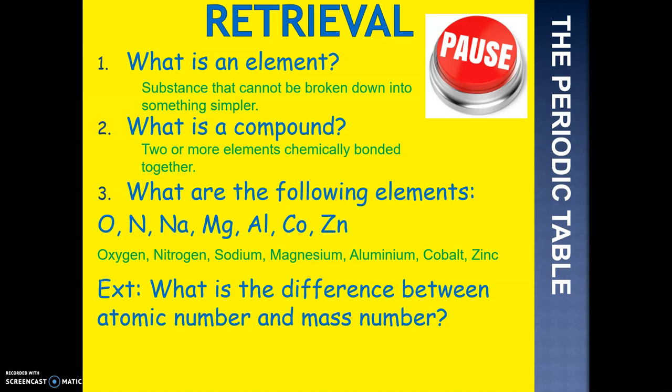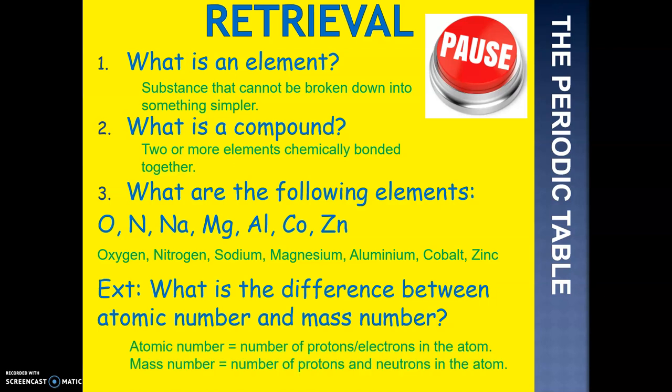And then, extension question, what is the difference between atomic number and mass number? The atomic number is the number of protons or electrons in the atom only. The mass number, however, is the number of protons and neutrons in the atom together in the nucleus of the atom. Okay, so give yourself a mark out of 3, or 4 if you did the extension.